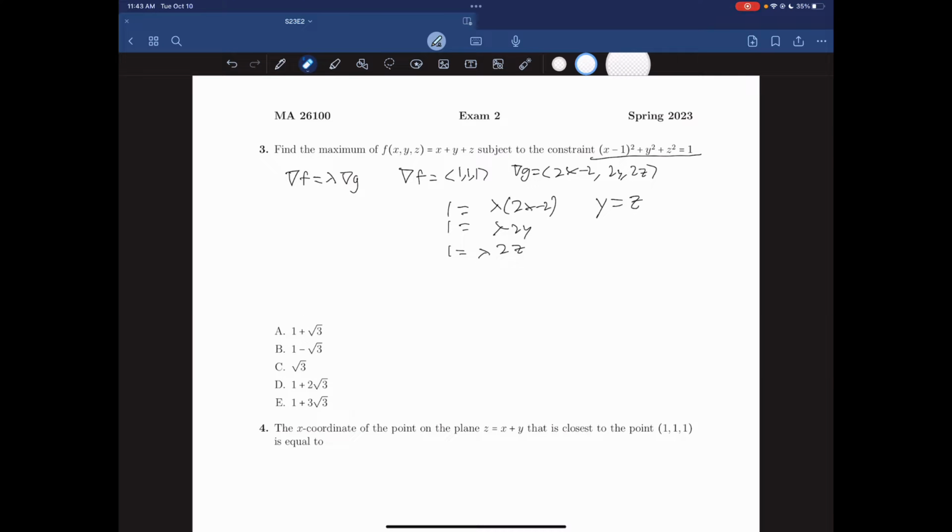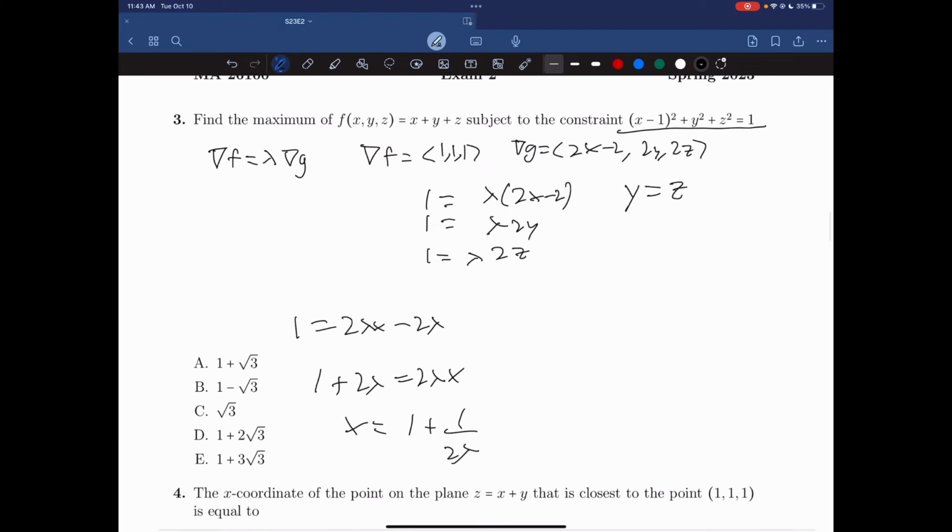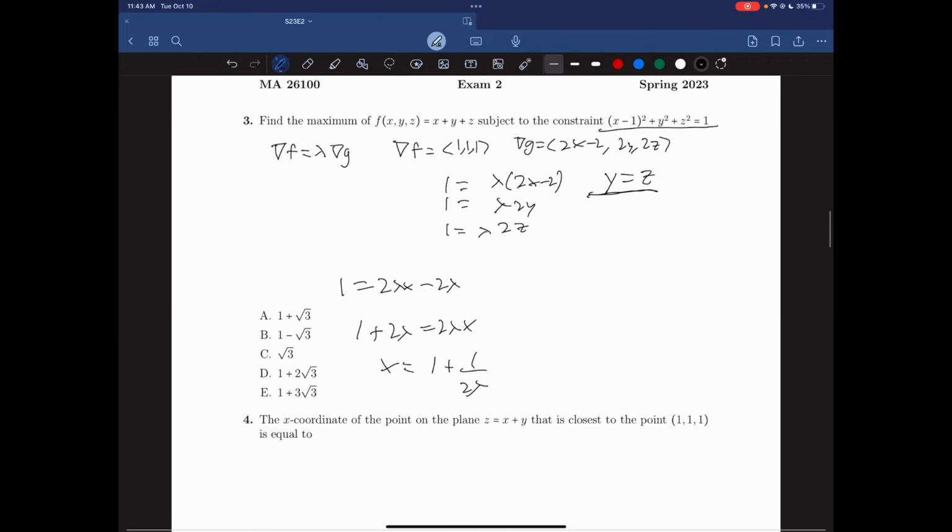So we're going to get 1 equals 2 lambda x minus 2 lambda. Therefore, 1 plus 2 lambda equals 2 lambda x, and x equals 1 plus 2 lambda over 2 lambda. And we can do the same thing for y or z. It doesn't really matter since we know y equals z. So z is going to be equal to 1 over 2 lambda. And that's weird because that's kind of the same thing here. So we're going to see some overlap, and that's going to be very nice.